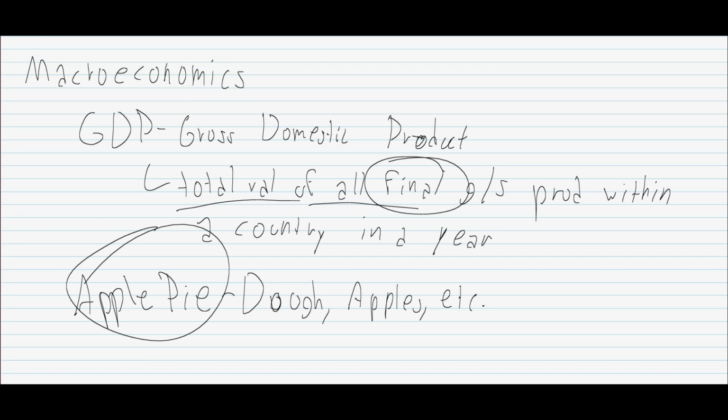But if you just sold the apples at the store to people, then they are the final good, because they're sold directly to people as a good or service. They're not used as a resource for another product. They're not used to make apple pies. They are the final good or service. Okay, so that's gross domestic product.